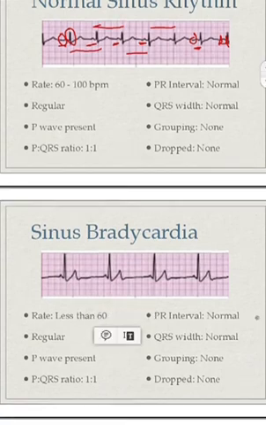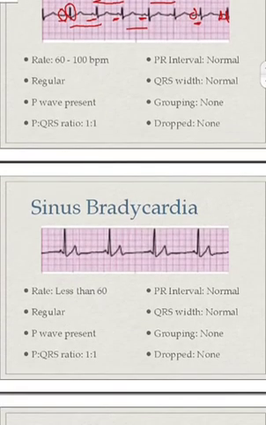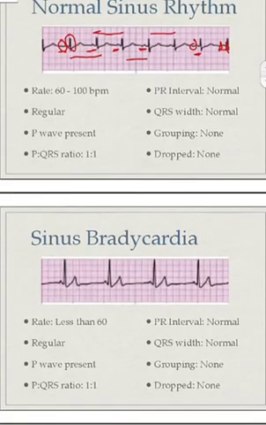We call it sinus bradycardia because this indicates that the sinus node is working. The P to QRS ratio is 1. The PR interval is normal, the QRS is normal, and there is no grouping or dropped beats. So this is sinus bradycardia. It is like normal sinus rhythm, approximately everything is the same, just the rate is a little bit less.